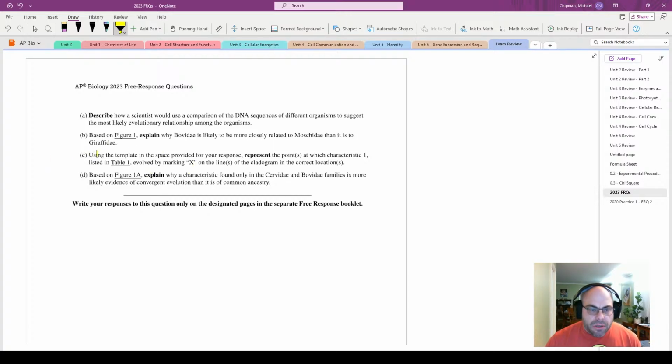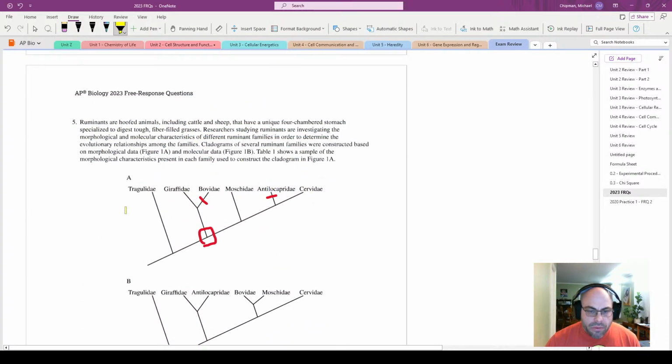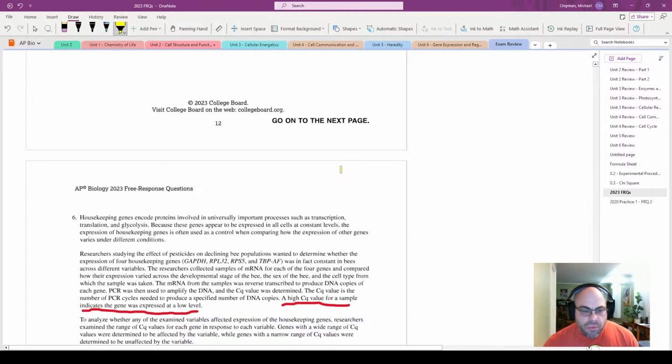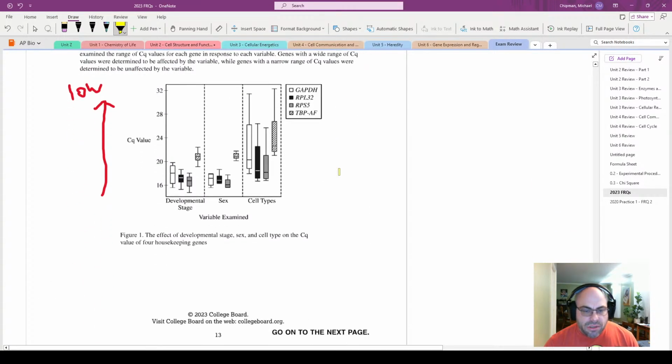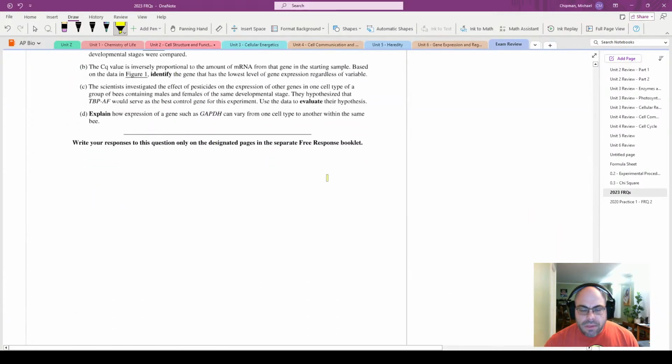But let's see, using a template in the space provided for your response, represent the point. And so you're going to see this word too, and what it's asking you to actually do is go up here and draw on this thing. And so make sure that you do that when they ask you to do that. One of the questions will for sure ask you to do that. I think this question was hard.